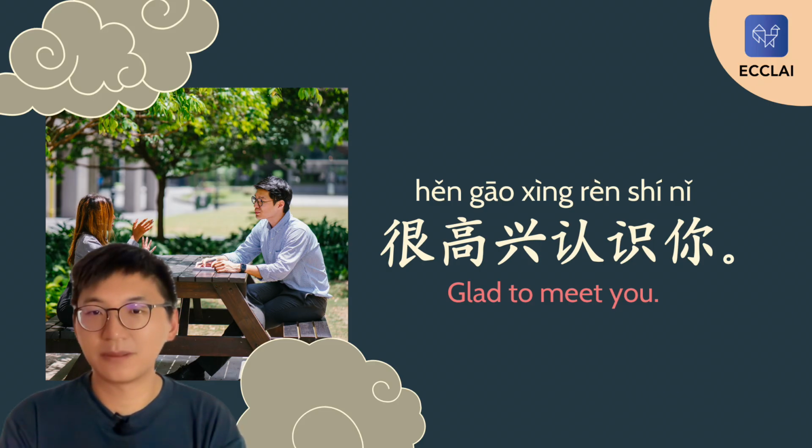Now we're gonna check word by word. 很 means very, we already know that. And then 高兴 means glad or happy. 高兴. Then we have 认识. Okay, 认识 means meet, to meet. 你 means you. So literally the sentence means very happy, very glad, meet you. Alright? So, glad to meet you. 很高兴认识你.